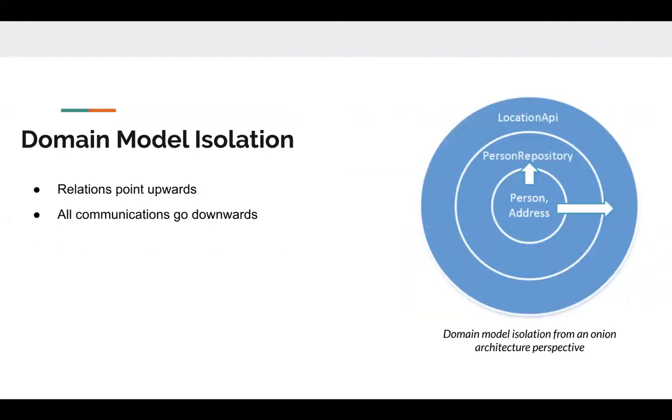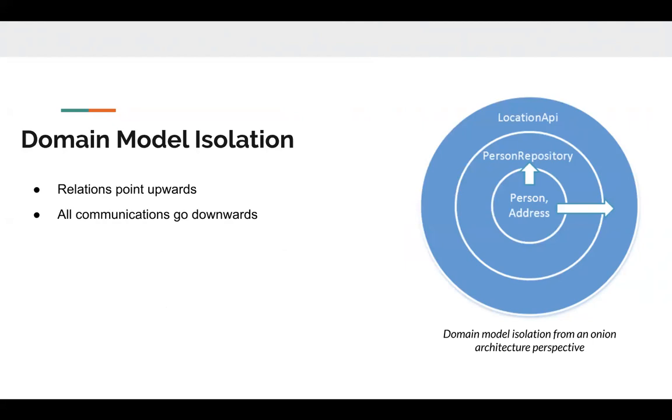So this is kind of what you want to do instead. Here's a different representation where the relationships point upwards and all communications go down. So domain model isolation is like an onion architecture perspective, where the information is instead given to those entities, and they do what they need to with it, instead of them reaching out and getting it themselves.